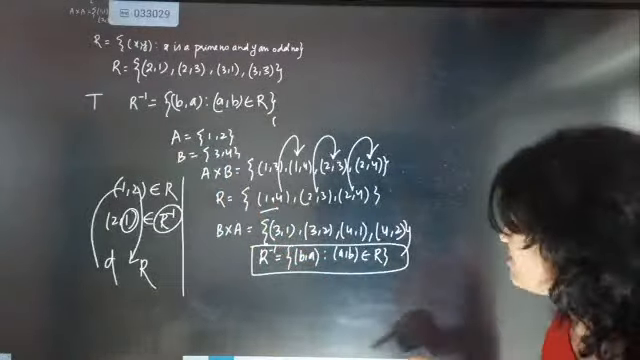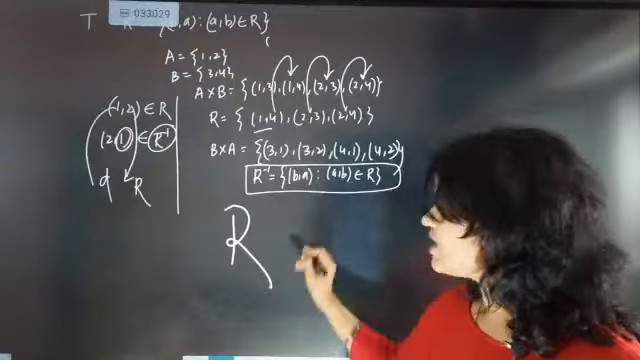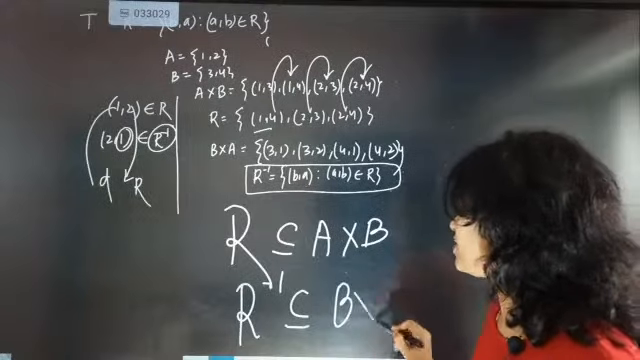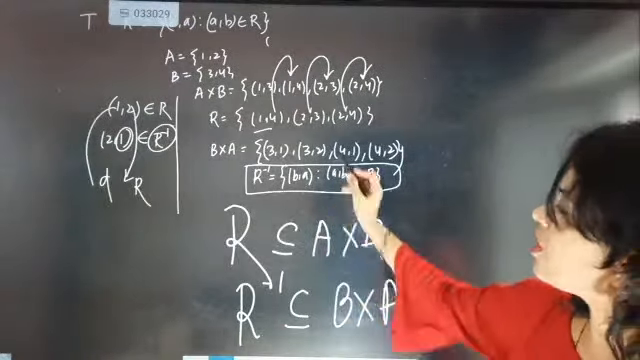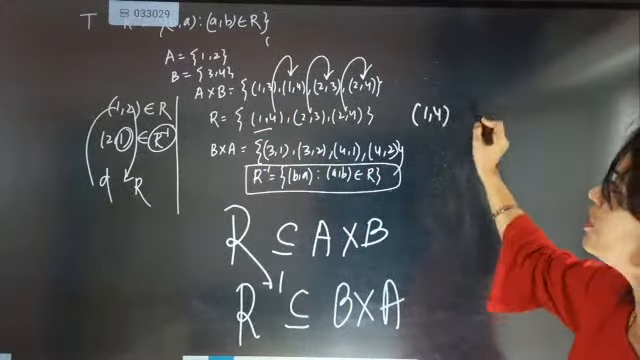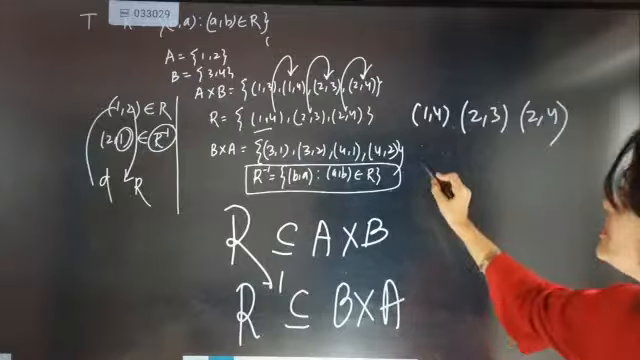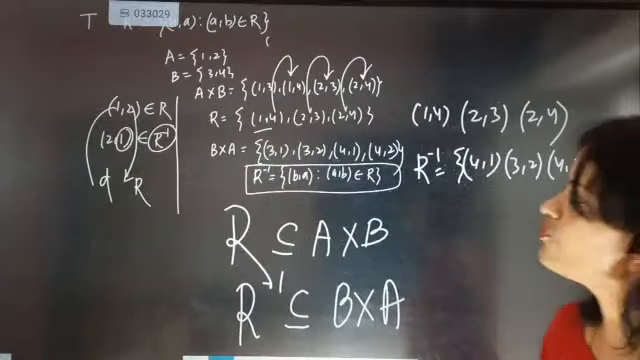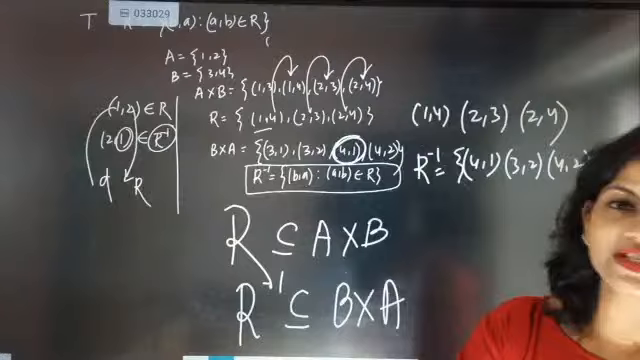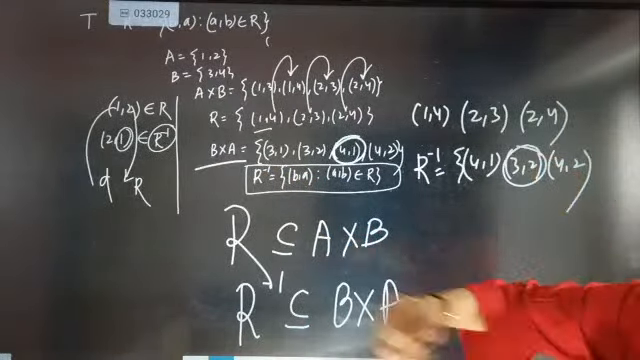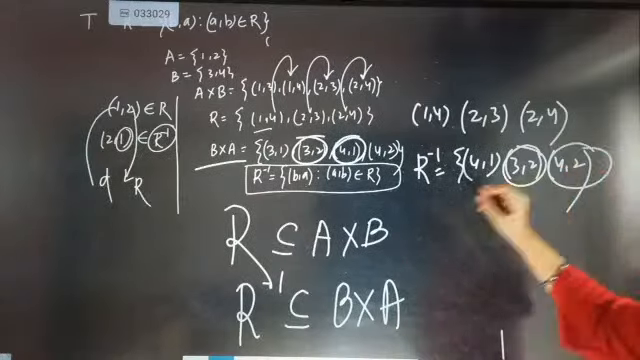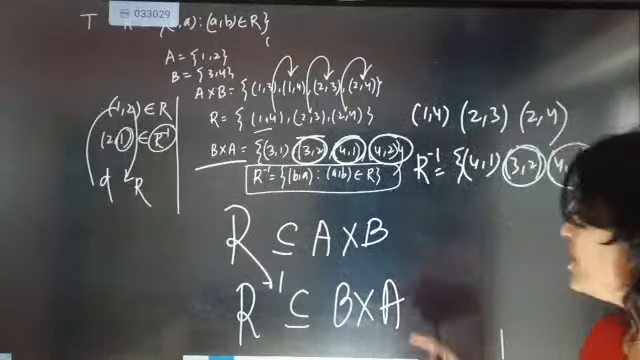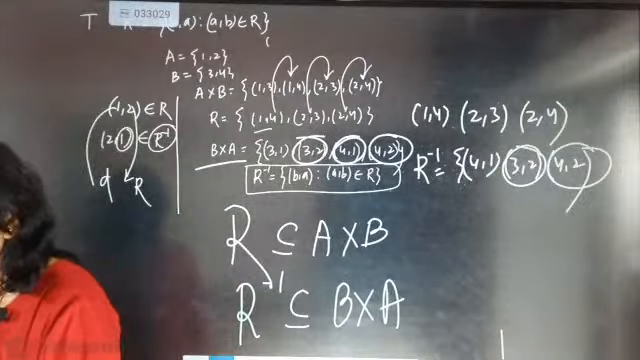So here one big line I am writing so that you will never have confusion. When R is a subset of A cross B, then R inverse will be a subset of B cross A. There should be no here and there, because right now R contains (1, 4), (2, 3) and (2, 4). Then R inverse will contain (4, 1), (3, 2) and (4, 2). (4, 1) is present in B cross A, (3, 2) is present in B cross A, (4, 2) is present in B cross A. That means when relation is a subset of A cross B, then the inverse of that relation will be a subset of B cross A.